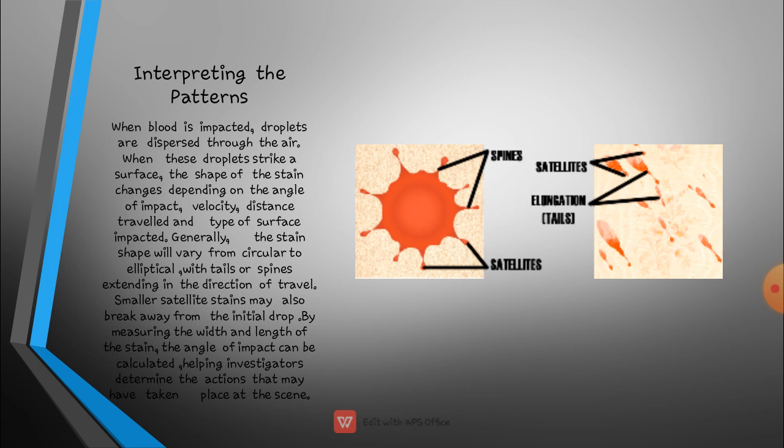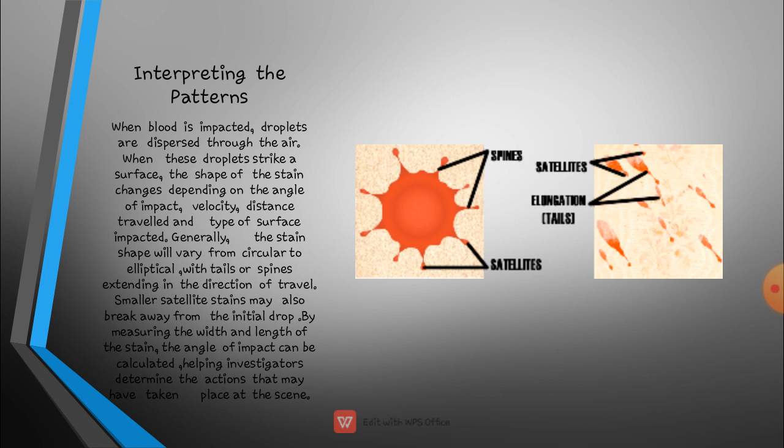Next one is interpreting the patterns. After getting the pattern of blood, it now works on their analysis. When blood is impacted, droplets are dispersed through the air. When these droplets strike a surface, the shape of the stain changes depending on the angle, velocity, distance, and type of surface. Generally, the stain shape will vary from a circle to elliptical.